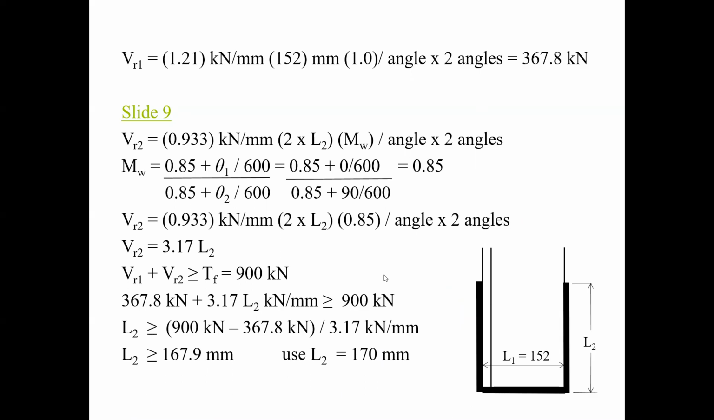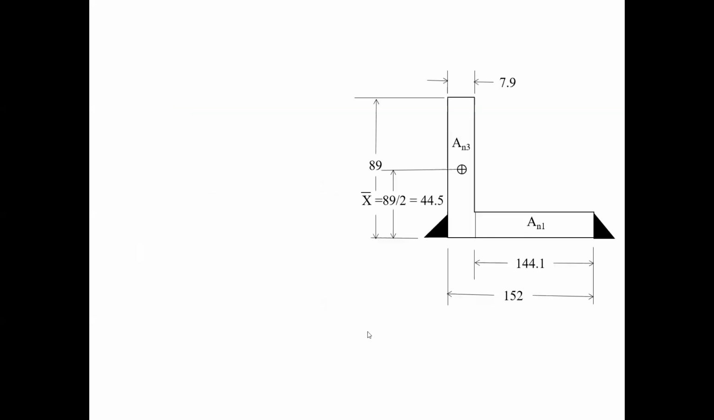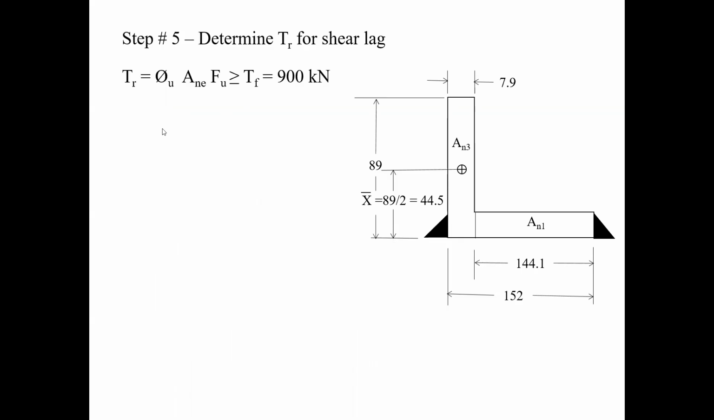So here we go. Now we're going to start calculating, for example, the value of TR based on the fact that we have some shear lag. And of course, calculate the TR for the shear lag. Now, here we know that TR is equal to phi u ANE FU, and that has to be greater than the effects of the factored load. In this case, it's a tensile factored load of 900 kilonewtons.